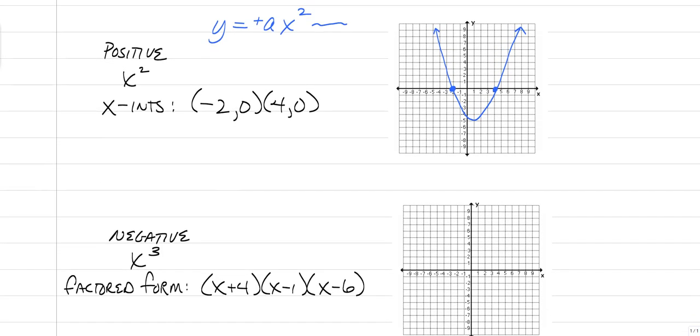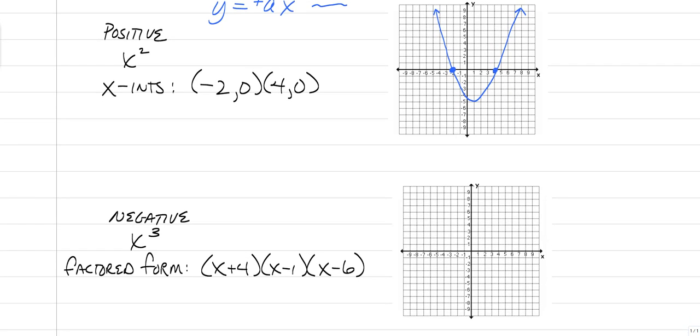This next one, we have a -x cubed, and the factored form has been given. So we already know how to solve by factoring. We know that this would be -4, 0. This is a +1, 0, and this is a +6, 0. So we still know what all of our intercepts are. So we have a +6, 0, +1, 0, and a -4, 0.